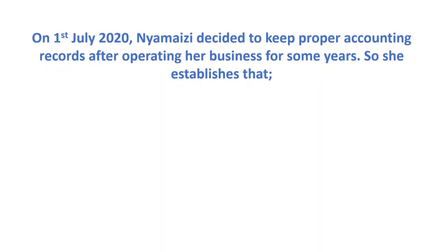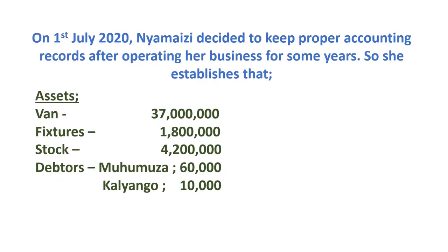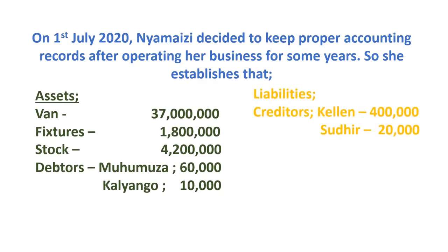Let's look at an example to illustrate this. On 1st July 2020, Nyamaizi decided to keep proper accounting records after operating her business for some years. So this is what she established: those are the amount of assets she has in her business, and those are the amount of liabilities that she has in her business. So we are being required to open her books. We have the assets right there, we have the liabilities right there.